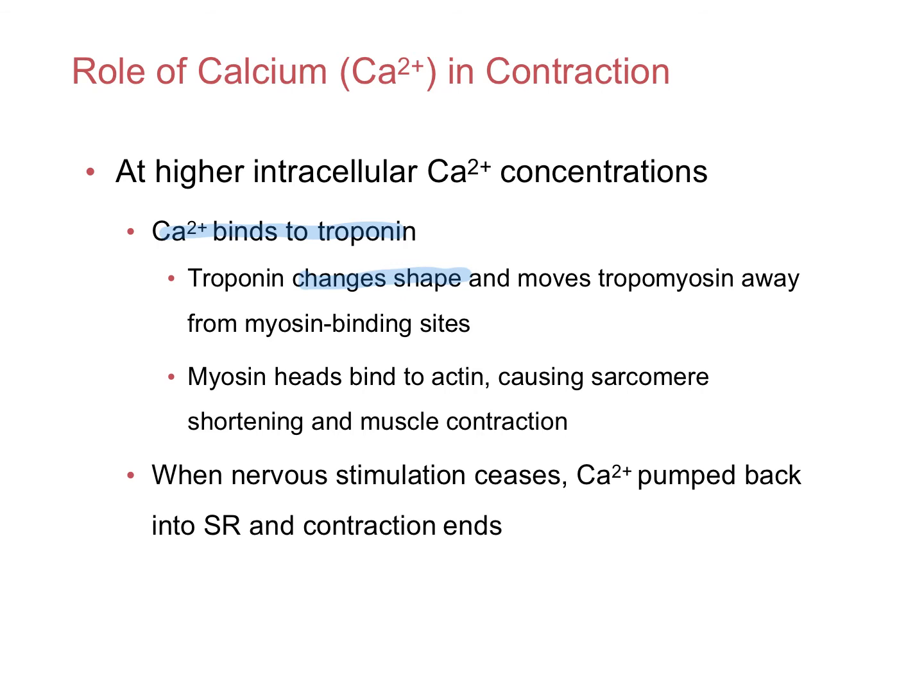Right? Not enough calcium is going to be present to bind to troponin. Troponin goes back to its normal shape, and as long as those cross bridges are broken, tropomyosin will recover the binding sites, and therefore the muscle will be relaxed to prevent binding. Okay? Questions? No. Okay, great.